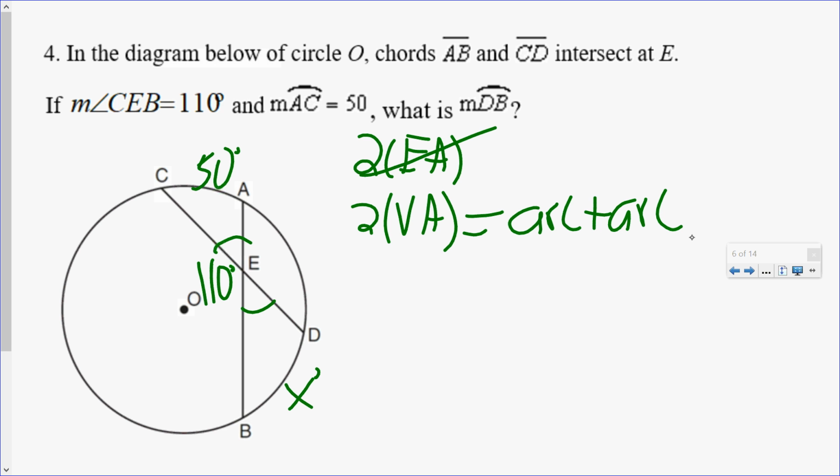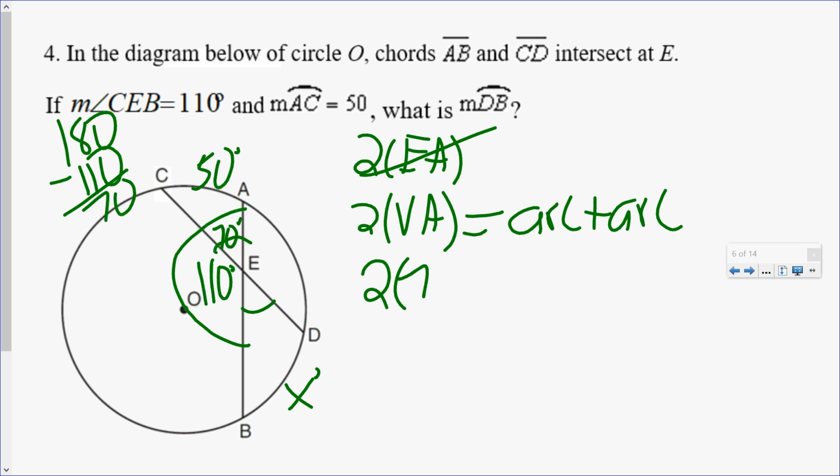And now there's a little twist here. The 110 does not match up with these intercepted arcs. So to find the other pair of vertical angles, it's a linear pair, so I have to subtract from 180. So the vertical angles that intercept the arcs I'm dealing with are 70. So the vertical angle isn't 110, it's 70. Arc plus arc is 50 plus x.